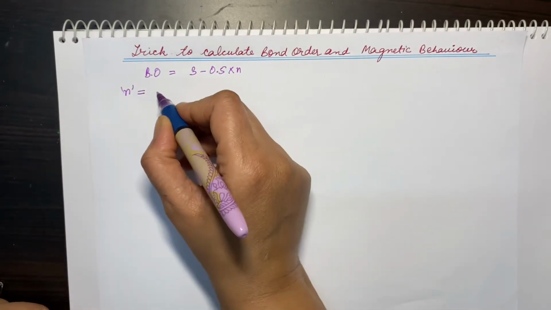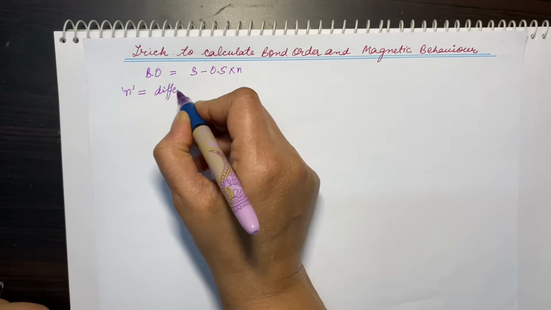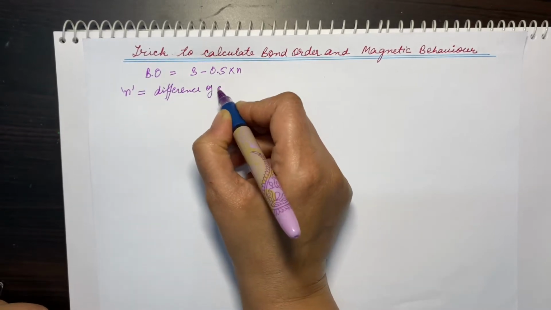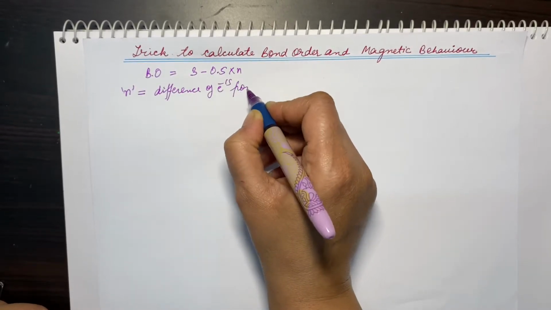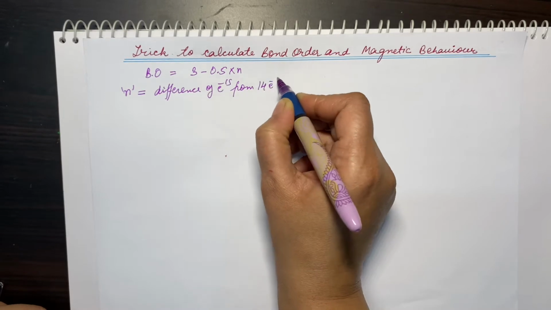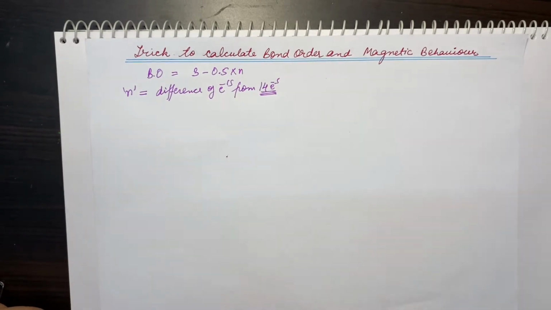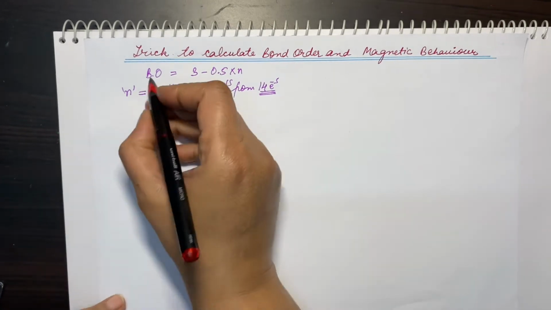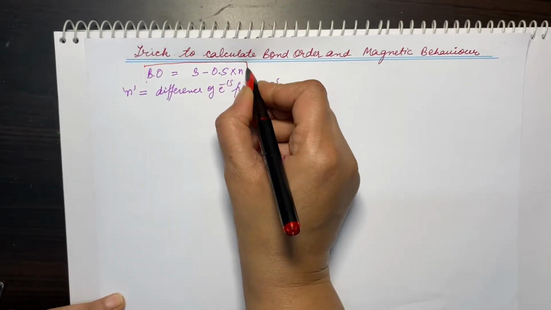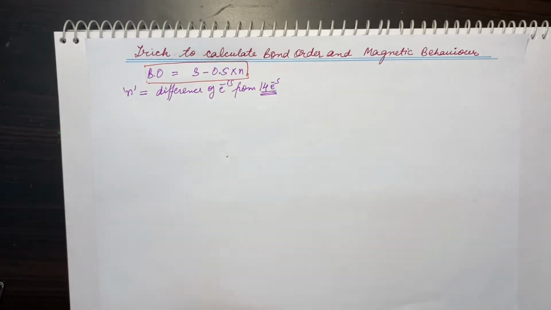n is the difference of electrons from 14 इलेक्ट्रॉन्स. अब 14 इलेक्ट्रॉन्स हमारा स्टैंडर्ड है. इससे अगर हमारा जितने भी इलेक्ट्रॉन्स कम हैं या ज़्यादा हैं, वो जो डिफरेंस होगा वो हमारी n की वैल्यू होगी. और सिंपल हम ये फॉर्मूला यूज़ करने के बाद आप देखोगे कि कैसे हम फौरन बॉन्ड ऑर्डर विद इन सेकेंड्स कैलकुलेट कर सकते हैं.